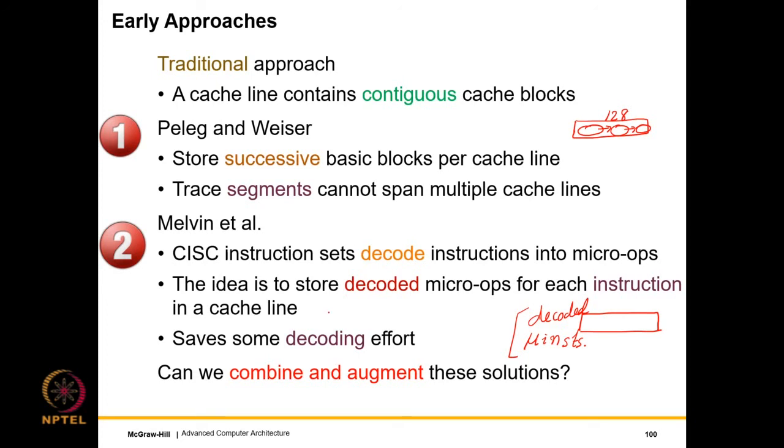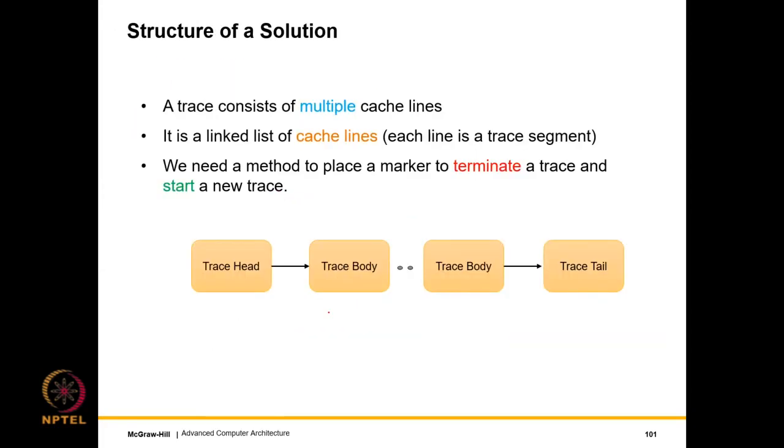Well, the answer is yes, and that is how the broad idea of the trace cache was born. The structure of the solution is like this. Let us consider a trace and assume that it consists of multiple cache lines. So in this case we are talking of a long trace that combines both approaches. We can have multiple cache lines, and a trace spans through all of them.